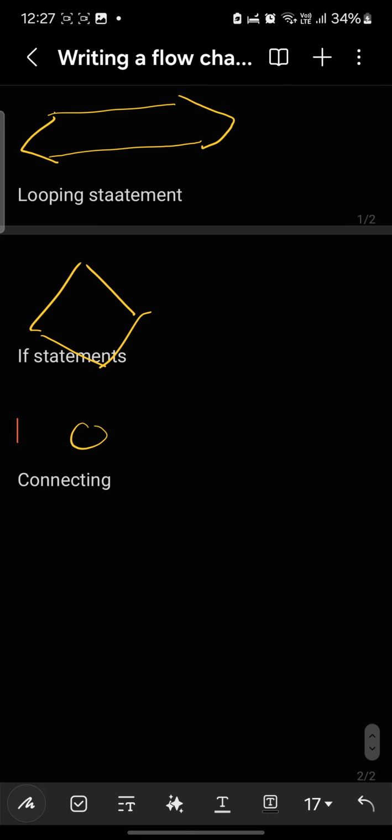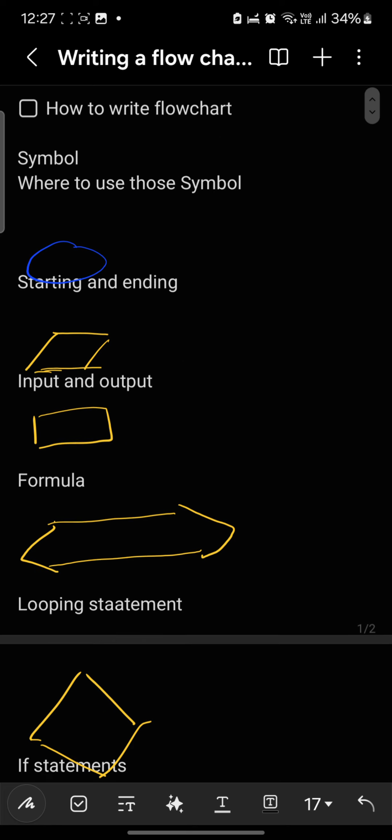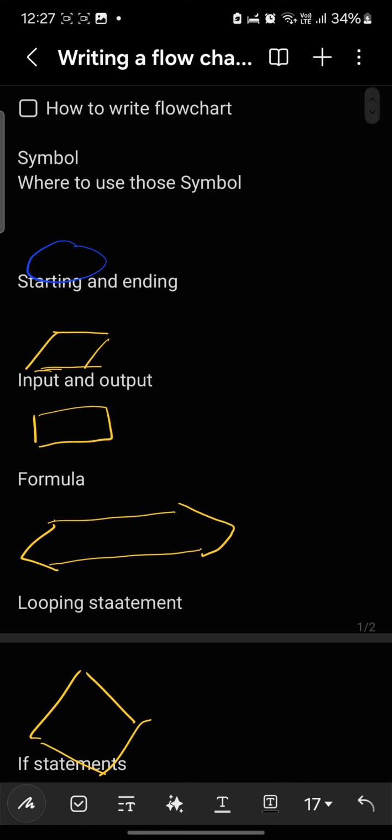Okay, so that is where we use these kinds of symbols. So these are some important flowchart symbols that are used for your programming language.